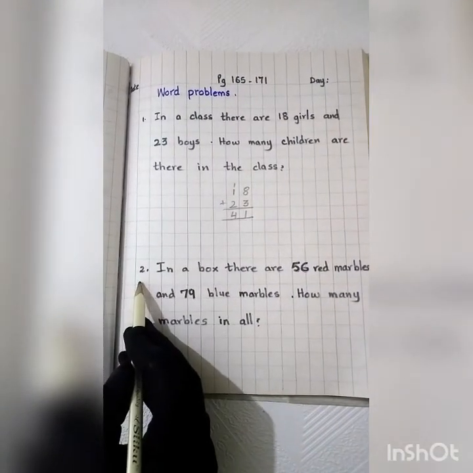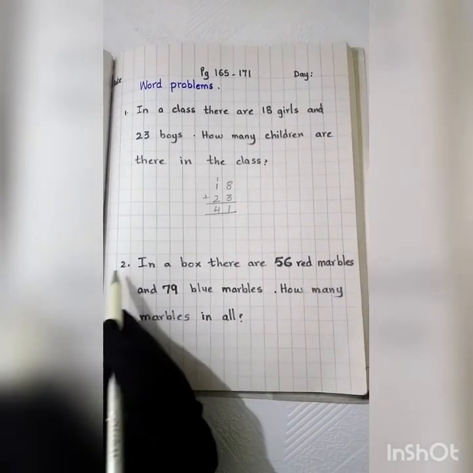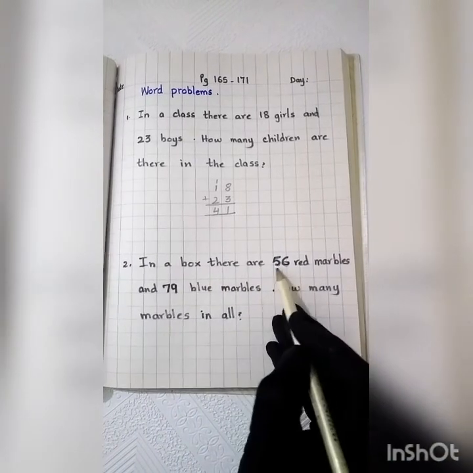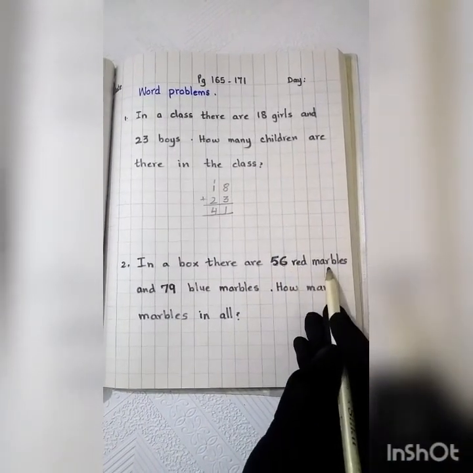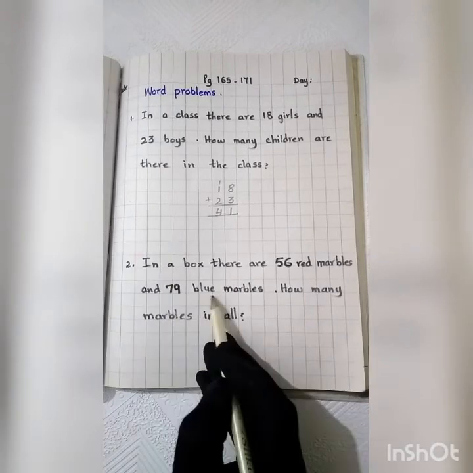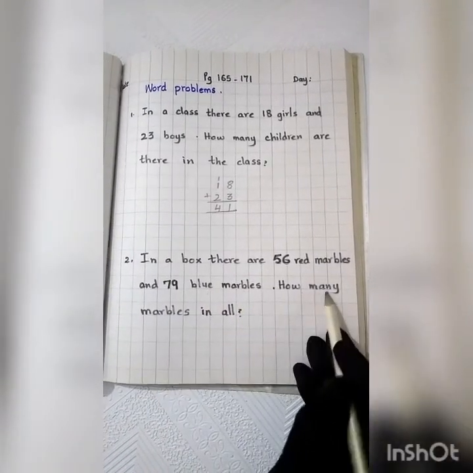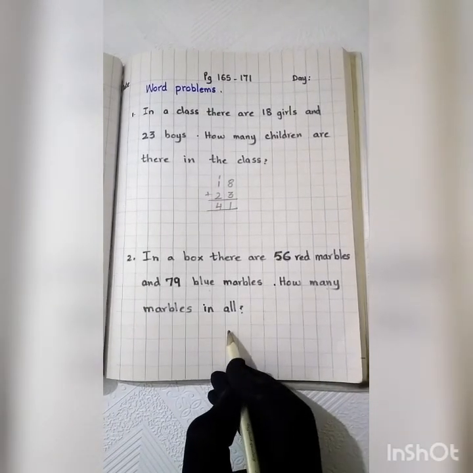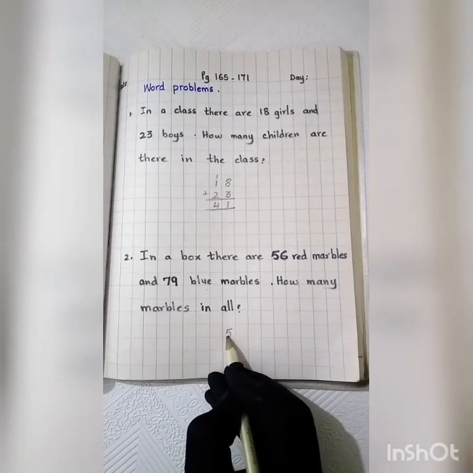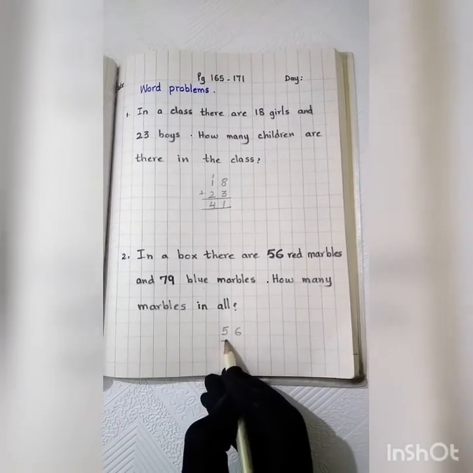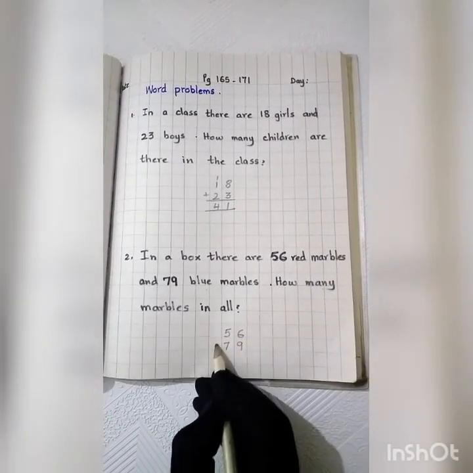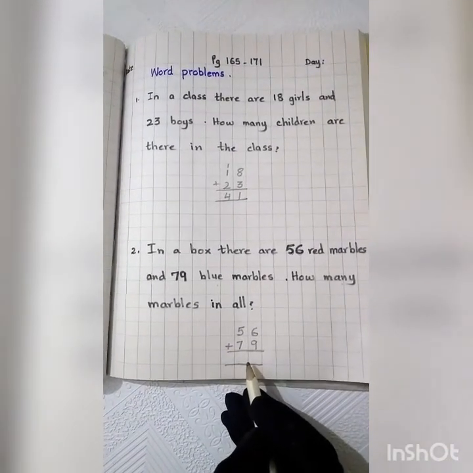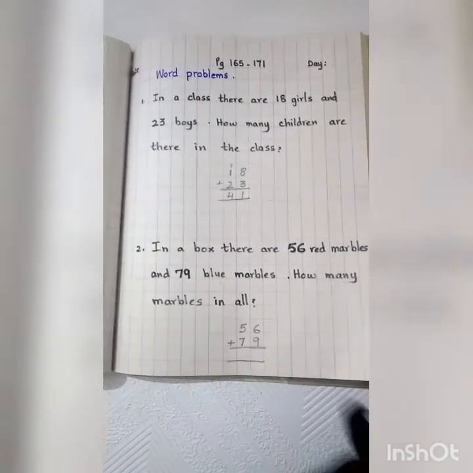Read the part B, question B. Read the question 2. In our box, there are 56 red marbles and 79 blue marbles. How many marbles in all? So children, again we do the same method. We write 56 and 79. Add the numbers and write the answer. Now children, turn the page.